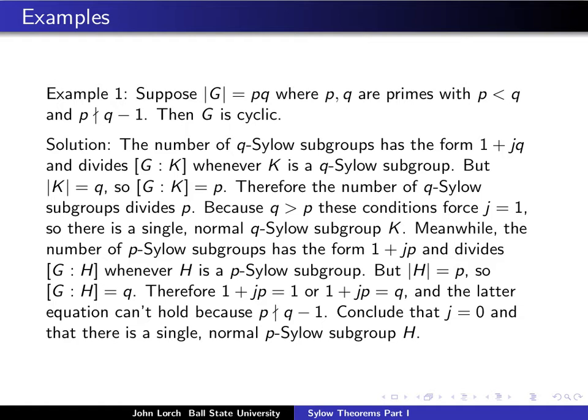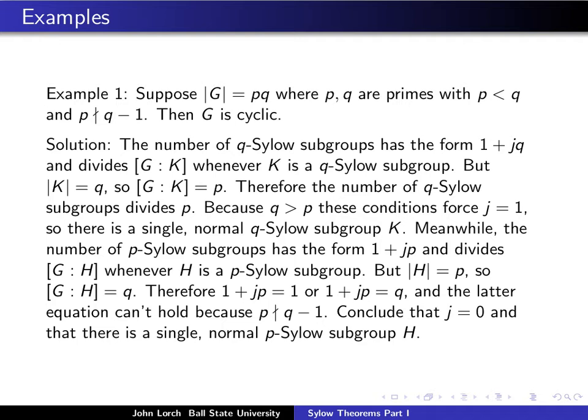Okay, in our first example, we have a group of order PQ, where P and Q are primes, P is less than Q, and P does not divide Q minus 1. So we assert that such a group must be cyclic. All right, well, we know that since P and Q both divide the order of G, G must possess a P Sylow subgroup of order P, and a Q Sylow subgroup of order Q. This is a result of the first Sylow theorem.